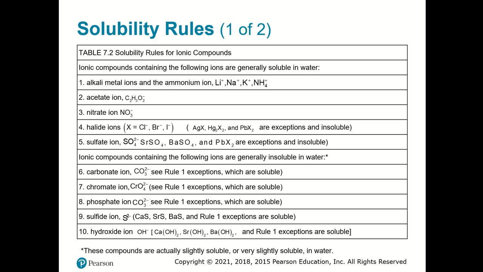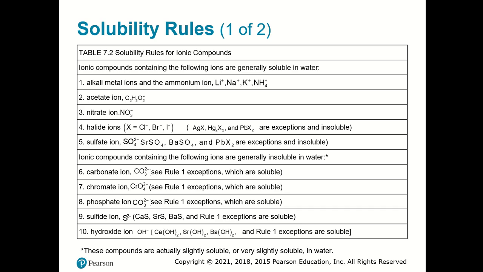Another very important thing is solubility, and it's really important to know some rules. Ionic compounds containing the alkali metal ions and ammonium ions will be soluble. Acetate ions and nitrate ions will be soluble. Halide ions will be soluble except if they are connected with silver, mercury, and lead. Sulfate ion is the same thing. The exceptions are that it cannot be connected with strontium, barium, and lead. And ionic compounds containing the following ions are generally not soluble in water: carbonate ion, chromate ion, phosphate ion.